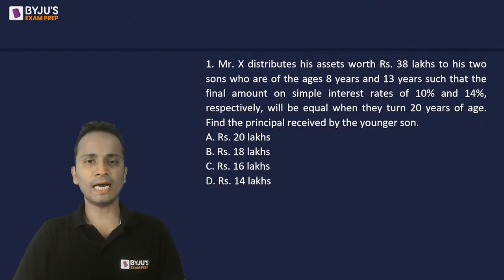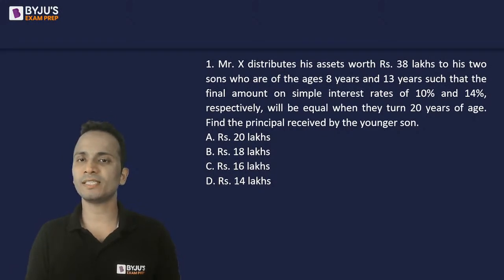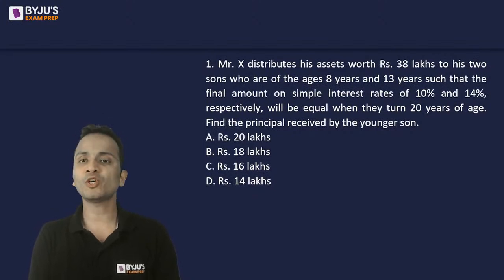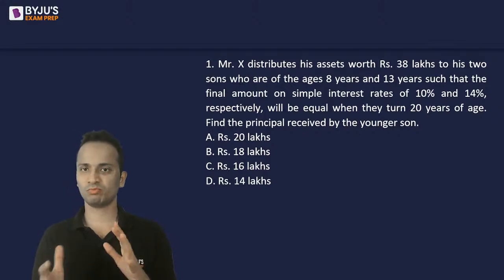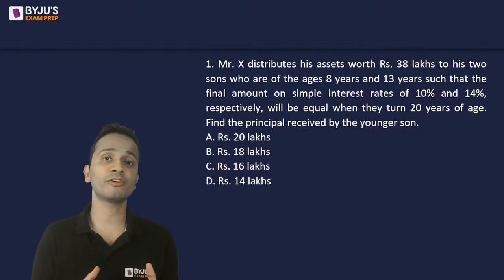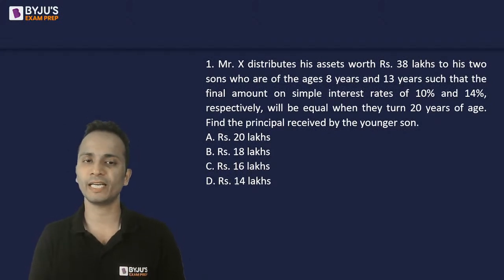Now, question number 1 says that Mr. X distributes his assets, worth rupees 38 lakhs, to his two sons who are of the ages 8 years and 13 years, such that the final amount on simple interest rates of 10% and 14% respectively will be equal when they turn 20 years of age. Find the principal received by the younger son. So 38 lakhs is divided among two sons. So we'll have to find out the portion received by the younger son out of 38 lakhs.